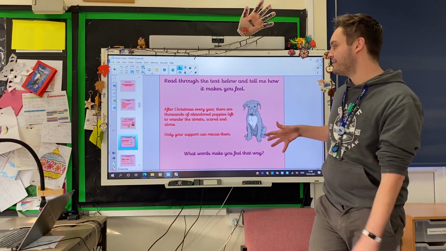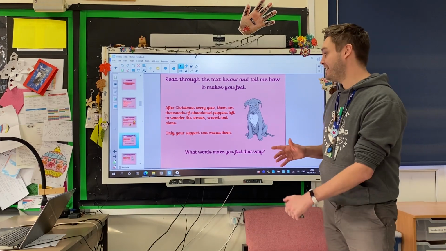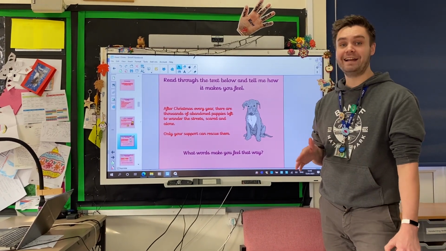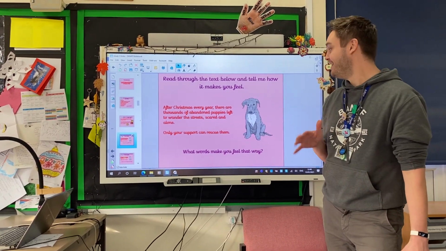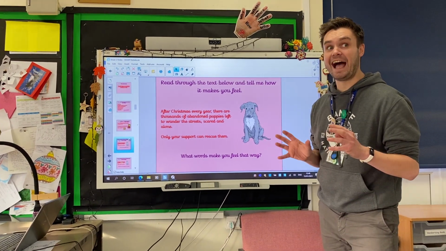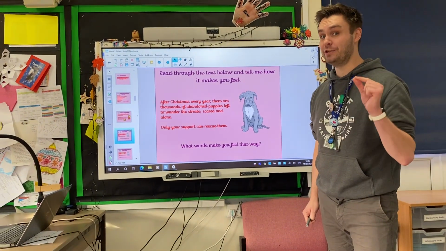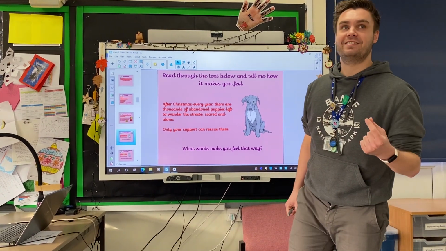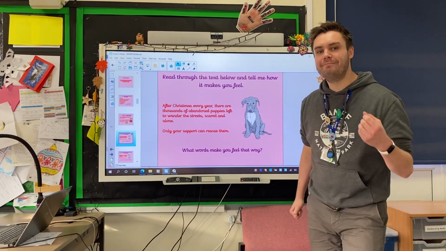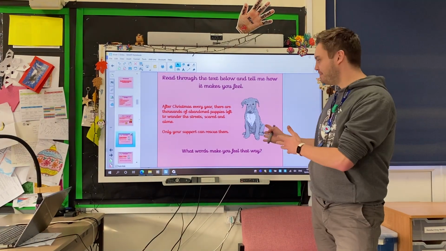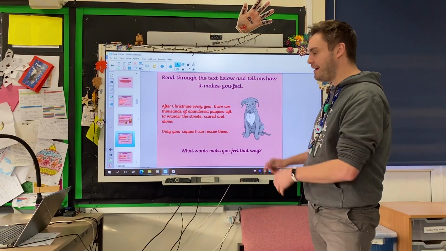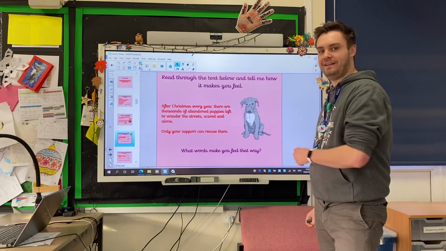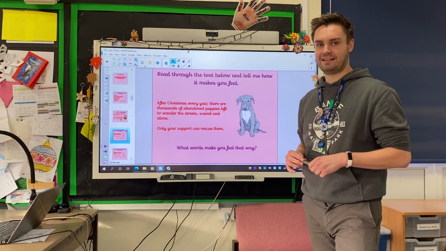makes you feel. So, after Christmas, every year, there are thousands of abandoned puppies left to wander the streets scared and alone. Only your support can help them. So just think to yourself, how does that make you feel when you see this little puppy here? This poor abandoned puppy. How are you feeling right now after reading that?